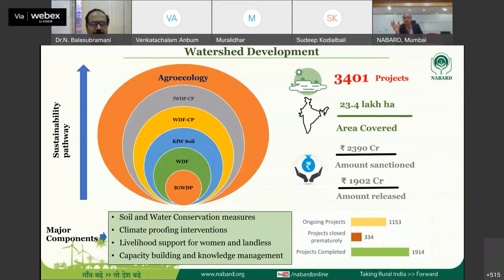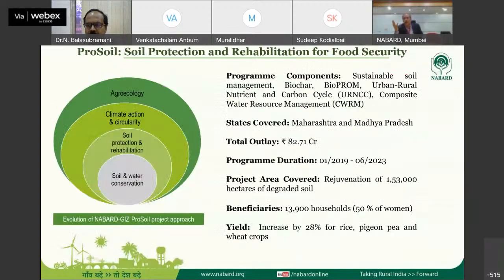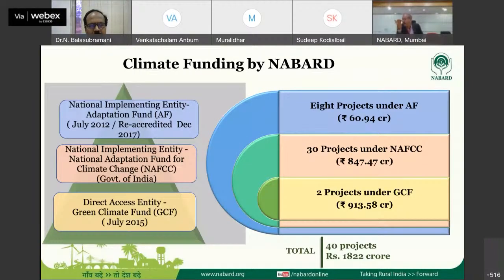Next is the core funding portfolio. Our climate funding portfolio is about 1,800 crores. We are an accredited agency of the Adaptation Fund. Then our own government's National Adaptation Fund for Climate Change, a fund constituted at the Ministry of Environment and Climate Change, has been given. We are also a direct access entity for the GCF. We have roughly 40 projects, about 1,008 crores. We are still working on it, and probably we would like to increase this portfolio. Both grant models and credit models are there under this portfolio.